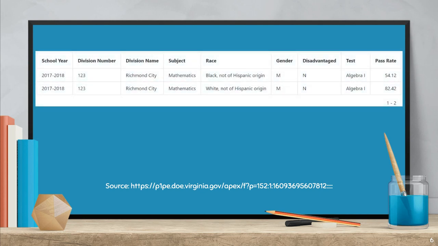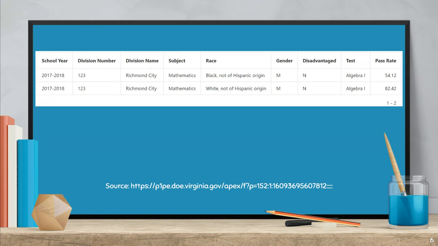In a moment, we'll take a look at some data in Virginia that illustrates the achievement gap. This information came from the Virginia Department of Education website listed at the bottom of the slide. In the first table, I ran data on males in Richmond by race and SES, and here SES is listed as disadvantaged, yes or no.